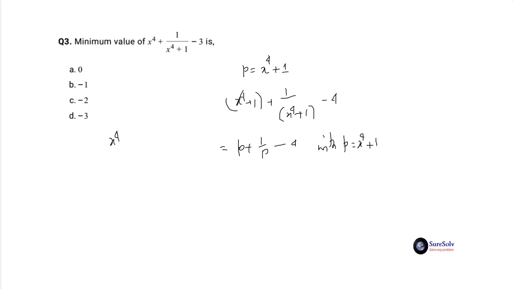As x to the power 4 for real x is positive, p is positive, and the minimum value of p plus 1 by p is 2. So the minimum value of the direct expression is 2 minus 4 equal to minus 2. Answer is option C, minus 2.